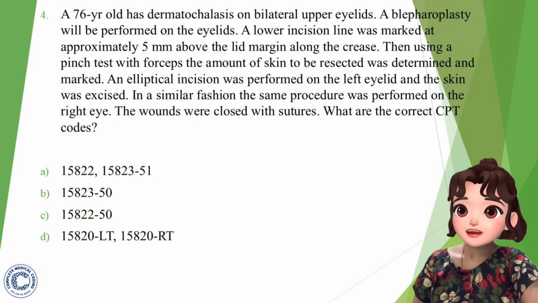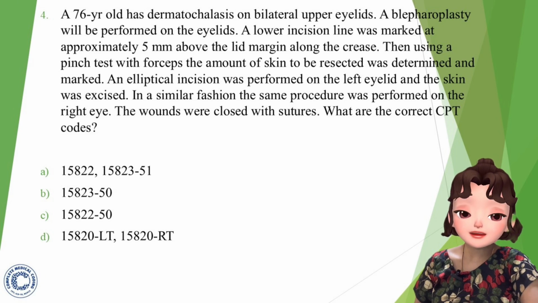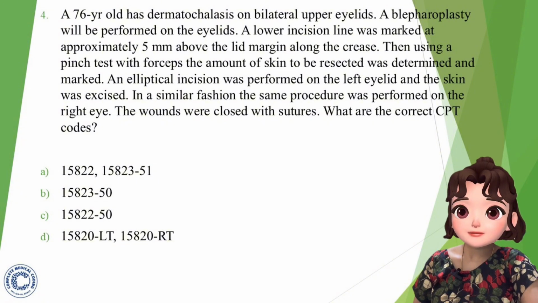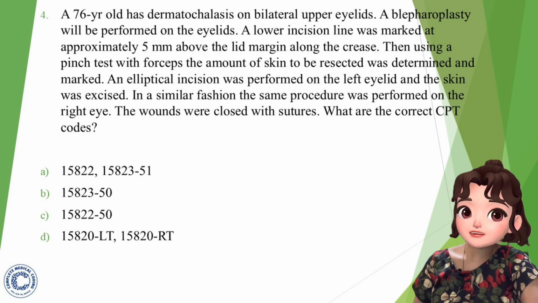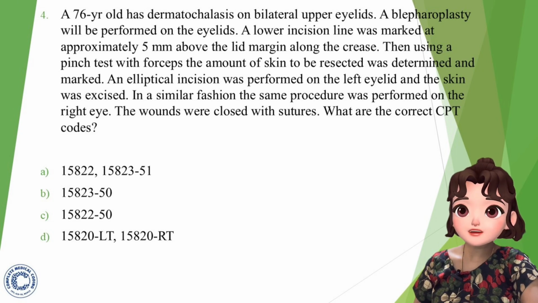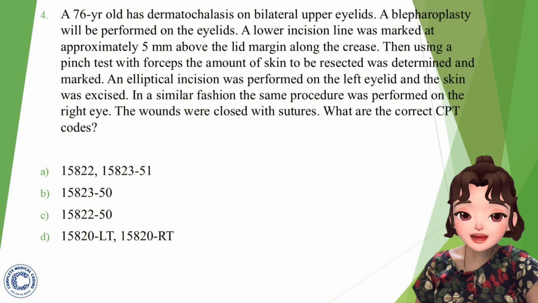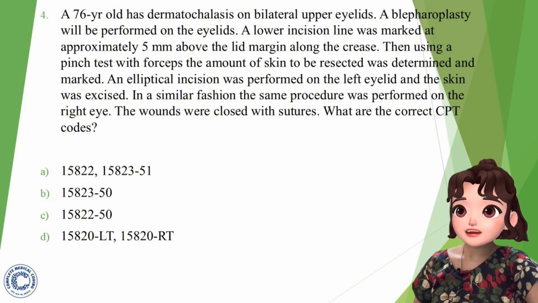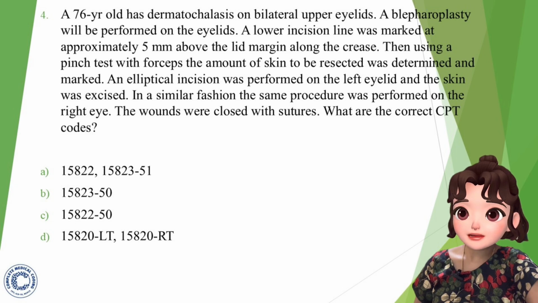A 76-year-old has dermatochalasis on bilateral upper eyelids. So this patient is having the diagnosis as dermatochalasis, bilateral upper eyelids. Okay. A blepharoplasty will be performed on the eyelids. So it means the procedure is blepharoplasty, which is performed on the eyelids, means bilateral eyelids it is mentioned. So both eyelids, okay.